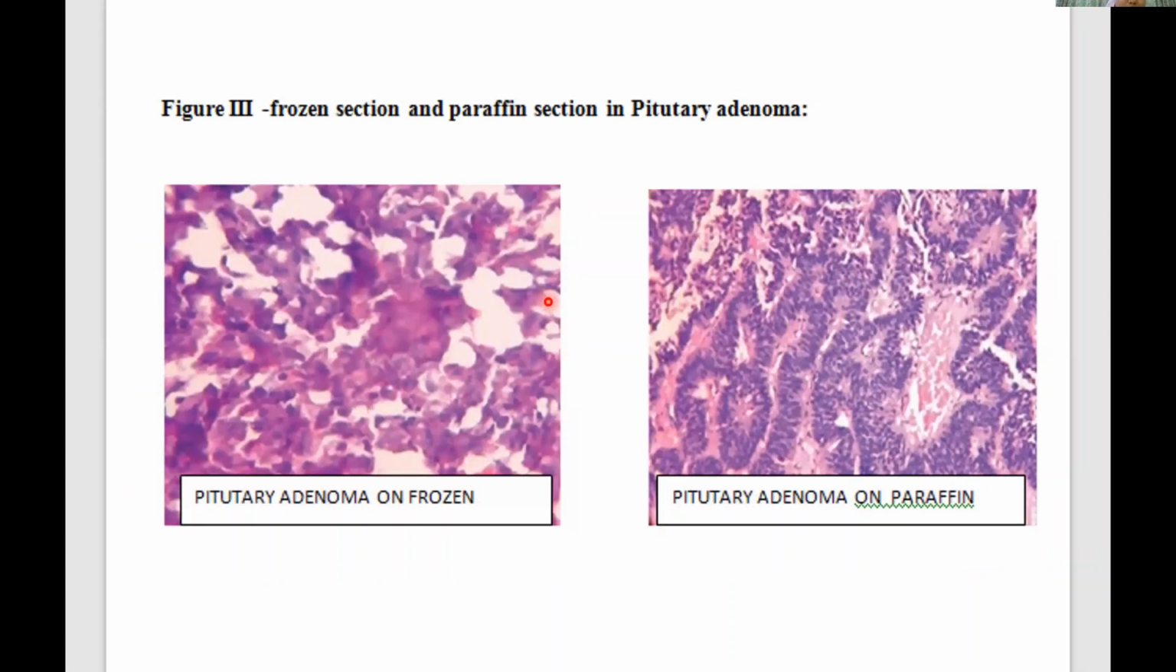Okay, there's another example, also from the brain. This is how the pituitary adenoma looks on the frozen section. This is how the pituitary adenoma looks on the paraffin section. On the paraffin section, we can see clearly the arrangement of the tumor cells. They are arranged in a glandular pattern like this, tubules. And then we can analyze the individual tumor cells, all the nuclear features, very clearly, right? However, in the frozen section here, we can't see any arrangement of the cells, and the nuclear features we can hardly see. It is quite difficult.